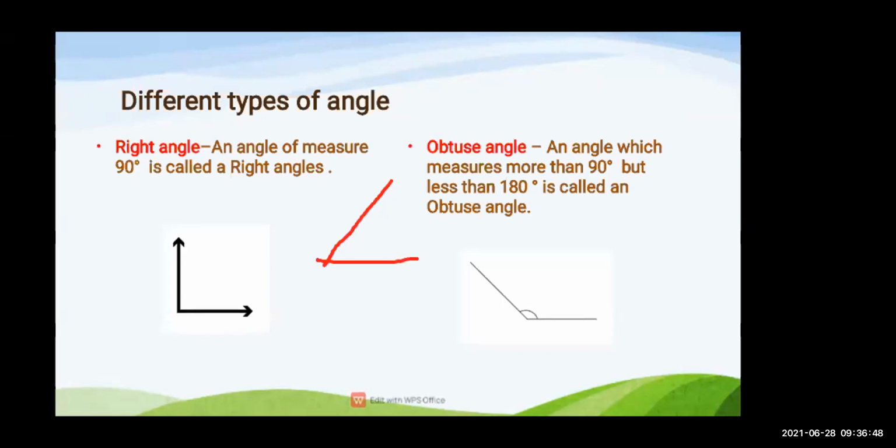Yes, it is which type of angle? Very good. It is an acute angle because it is not exactly 90. 90 से कम दिख रहा है. So it is an acute angle.